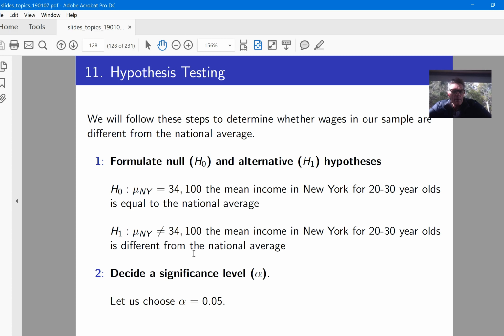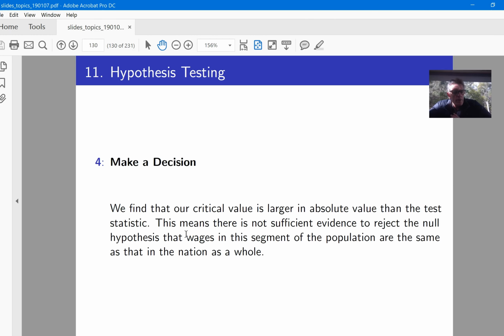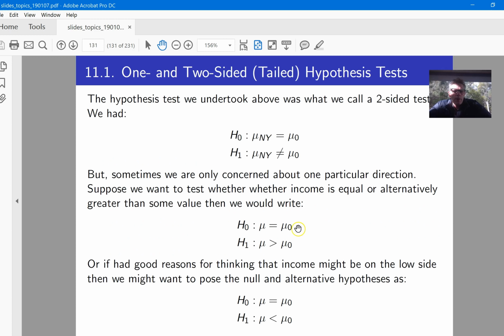Now, in many cases, you're not really interested in that kind of question. You're more interested in the question, are these things the same, or is one bigger than the other? So are New York people earning more than the national average? Or, because they're young, are they earning less than the national average? And that's fine. You just have to formulate your null and alternative hypothesis slightly differently in that case.